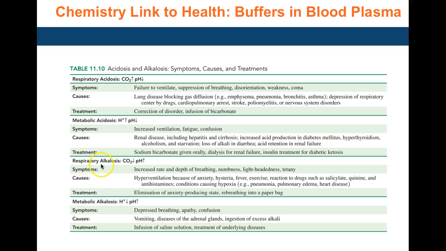Now, the other condition of respiratory alkalosis. In this case, what is happening is the reverse. Carbon dioxide goes down. If carbon dioxide goes down, that means the H3O plus is going to go down as well. All right. So if H3O plus goes down, the pH will increase.